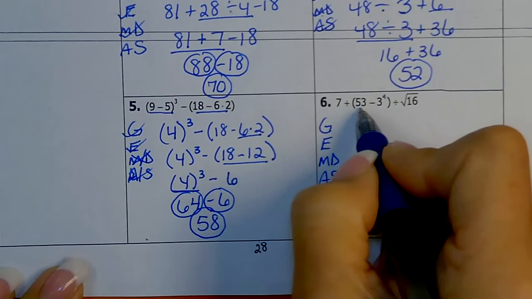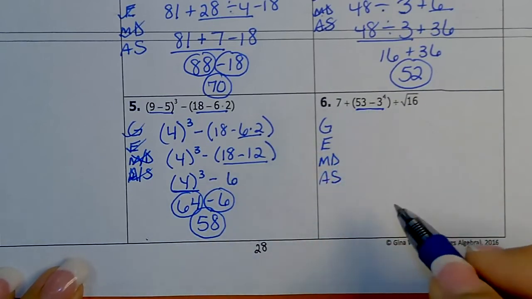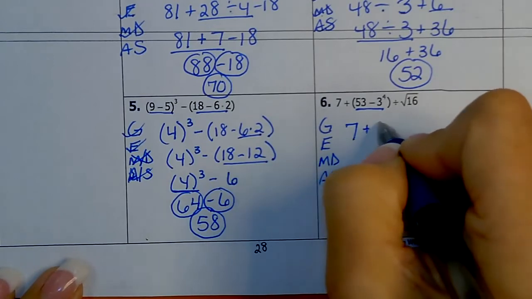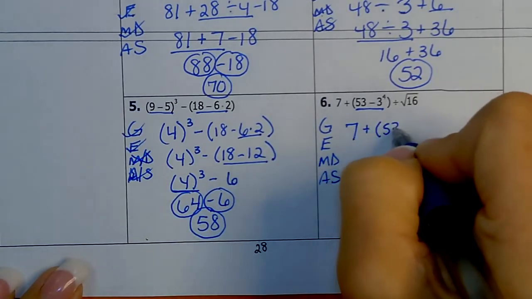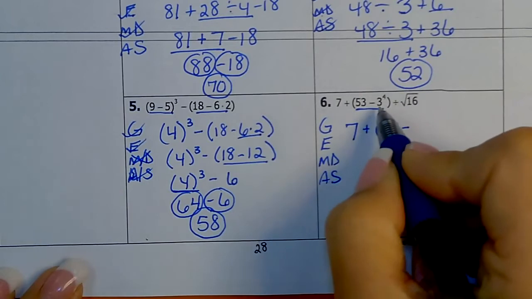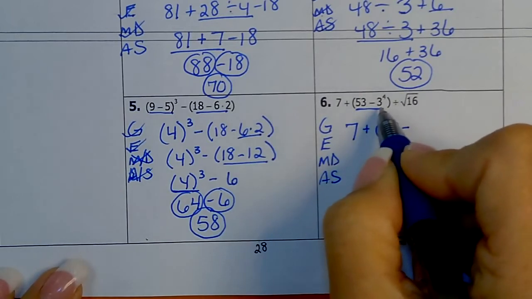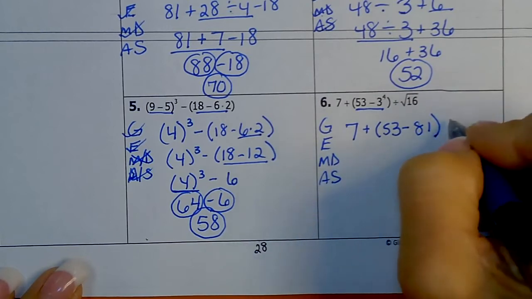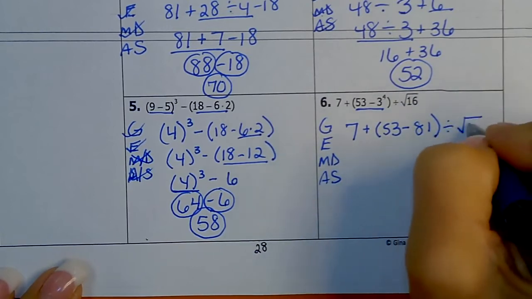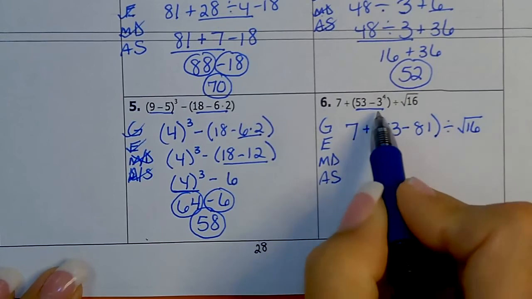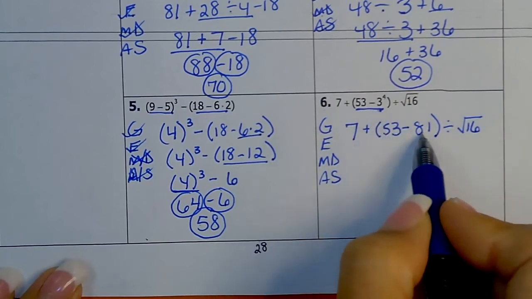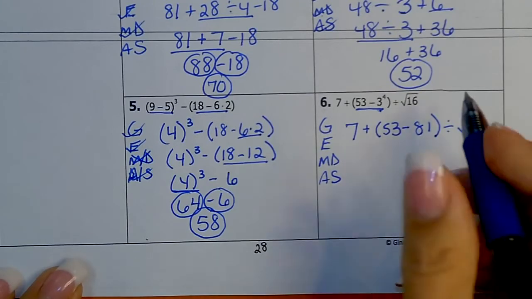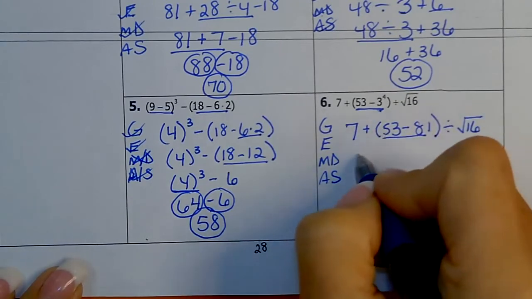All right, I do see a grouping, so we're going to have to take care of that first. So I'm just going to rewrite everything else. And in that grouping, I'm going to take care of 3 to the 4th power. So that is what I'm going to focus on first. All right, now I can take care of this.